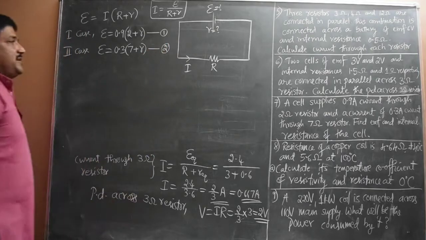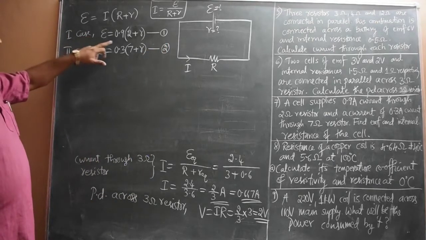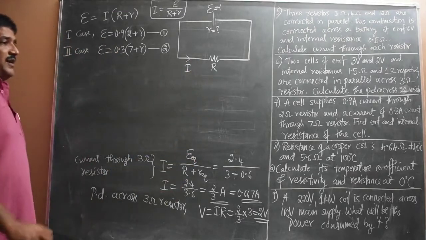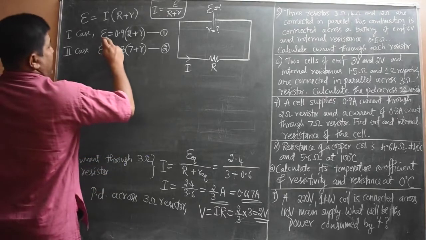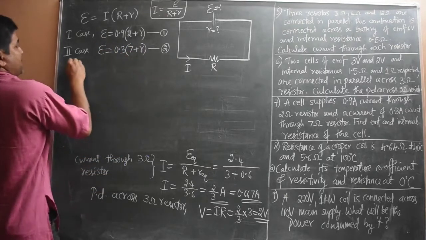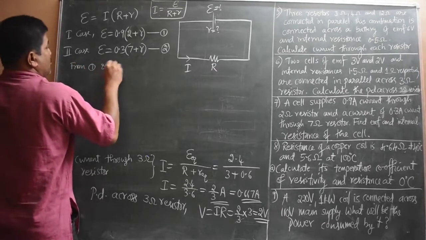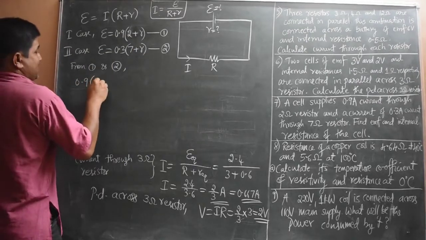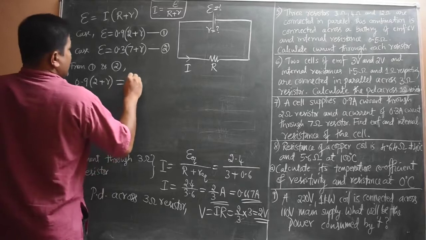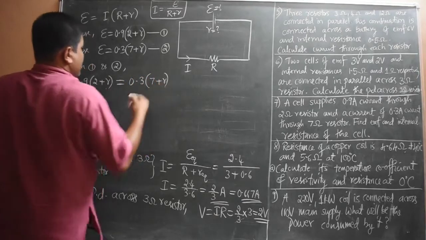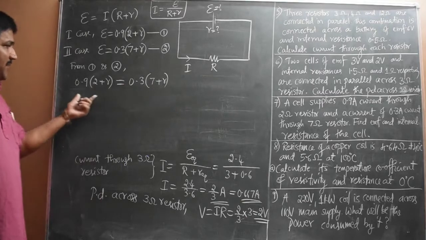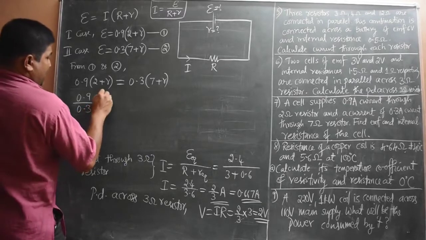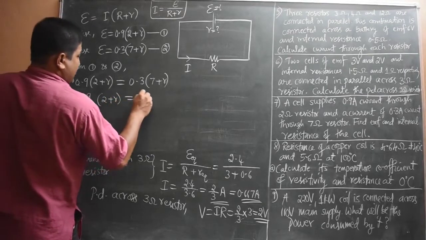We have to solve these two simultaneous equations in EMF epsilon and internal resistance R. So the easiest way, as we have to find both the EMF and internal resistance, is to equate epsilon, which is the same. Hence from equations 1 and 2 we can write: 0.9 into (2 plus R) equal to 0.3 into (7 plus R). Now we can divide by 0.3, bring it this side: 0.9 divided by 0.3, into (2 plus r) equal to 7 plus r.